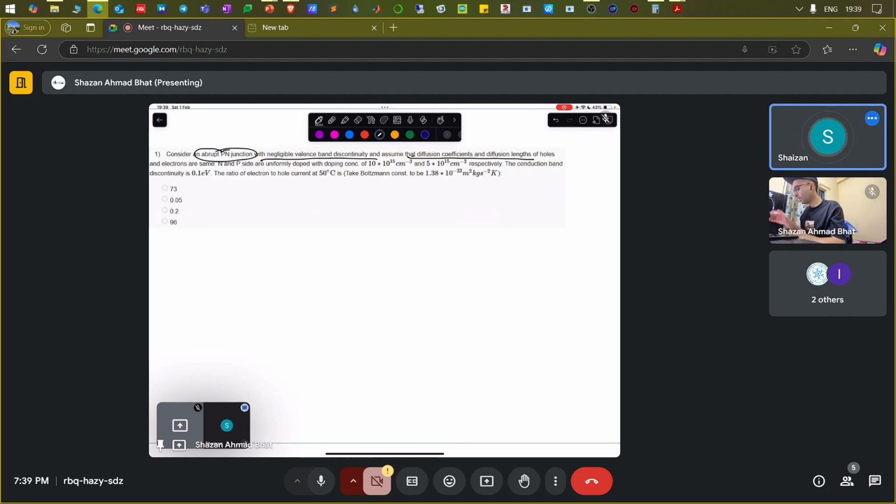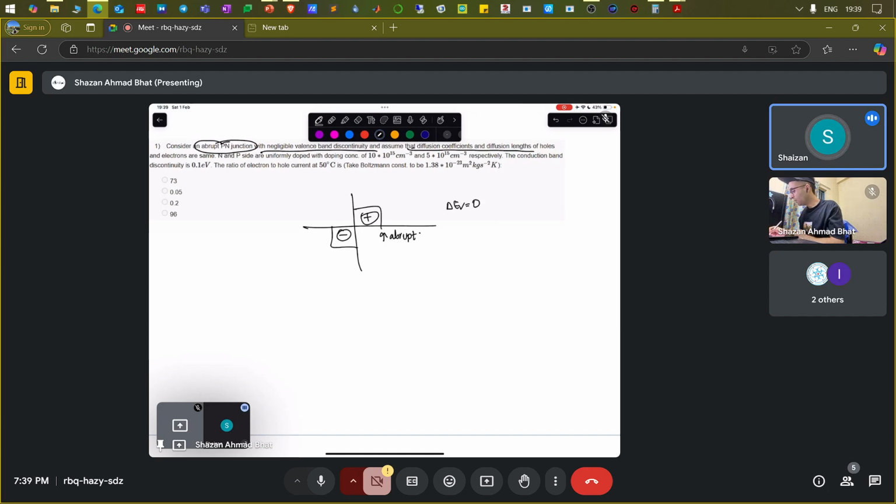I told you what an abrupt junction is. Abrupt junction means the depletion charges are going to look like something like this. Okay, and it's given that the valence band discontinuity is zero, negligible, and the diffusion coefficient for electrons and the diffusion coefficient for holes are equal. That means DE equals DH, and the diffusion lengths LE equals LH.